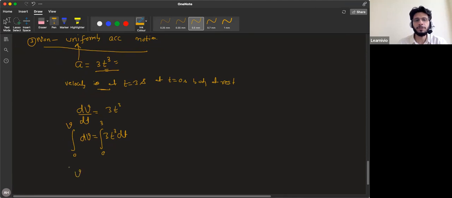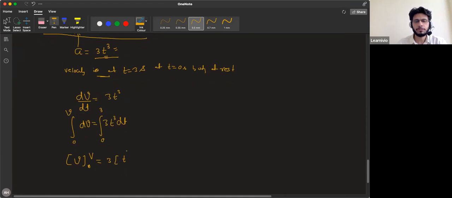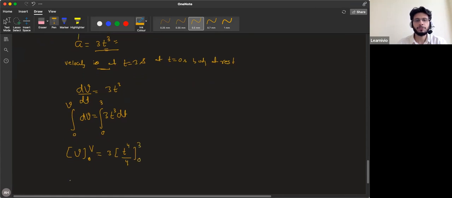The integral of dv is v. You can integrate it from 0 to v. 3 I can take outside. What is integral of t cube, Aditya? So t raised to the power 4 upon 4. And the limit is 0 to 3 now. So v minus 0 is 3 by 4 times 3 to the power 4 minus 0. So this is how you will proceed if the acceleration is not constant, it's not uniform.